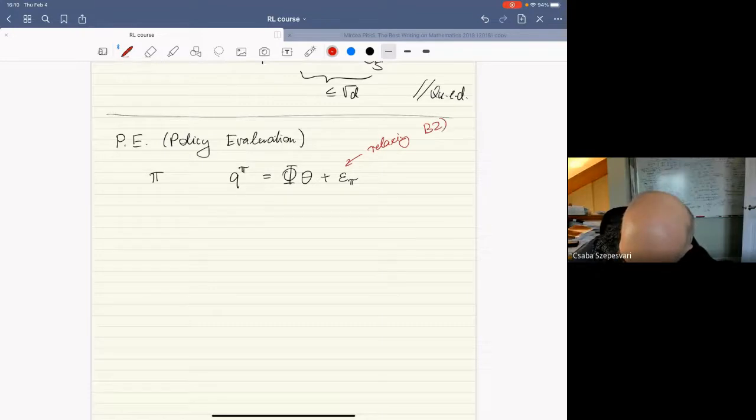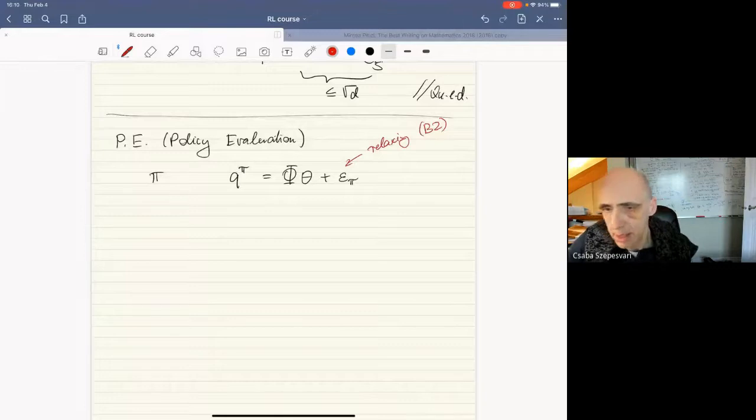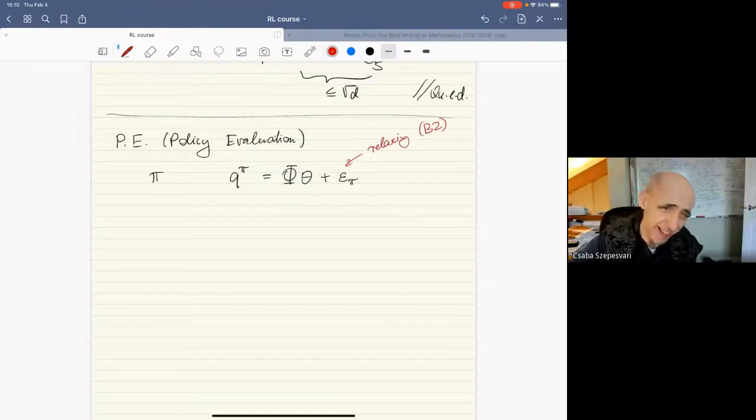B2. So, you know, maybe the policy is such that its action value function doesn't lie exactly in the span. Does it matter? Well, if the approximation errors are small, maybe it doesn't matter. In fact, whatever features you choose, you can find the best theta such that these errors in the max norm are the smallest possible.